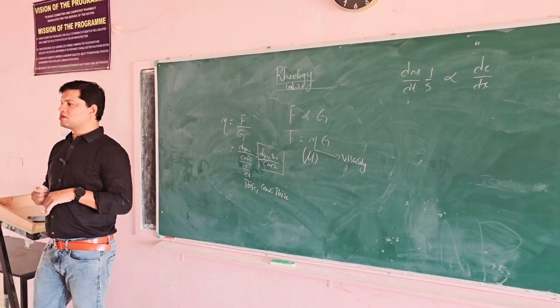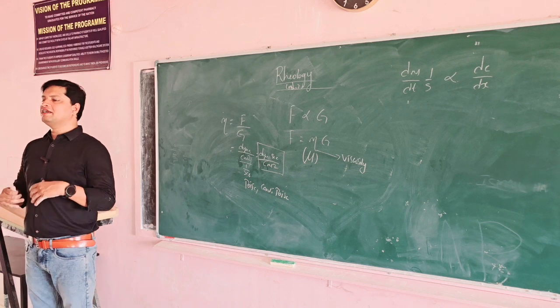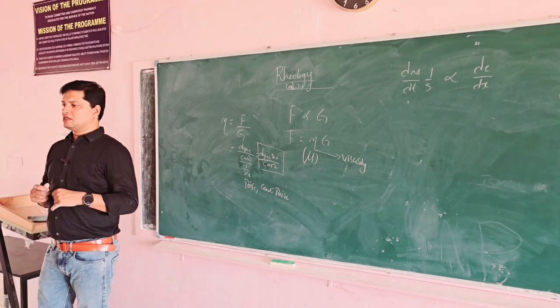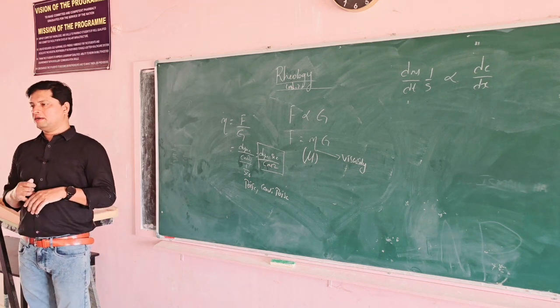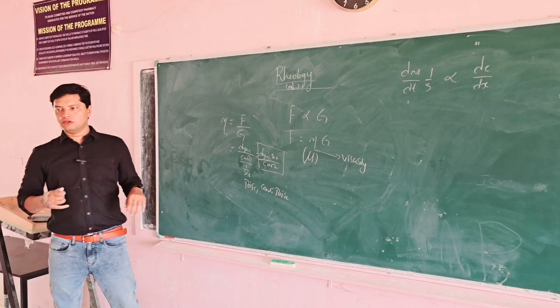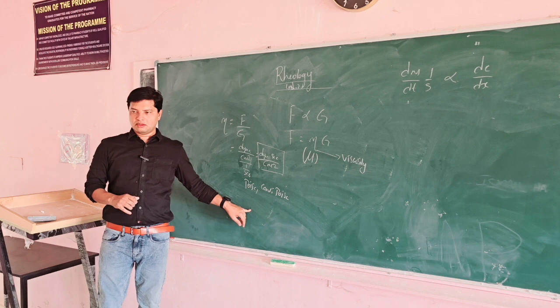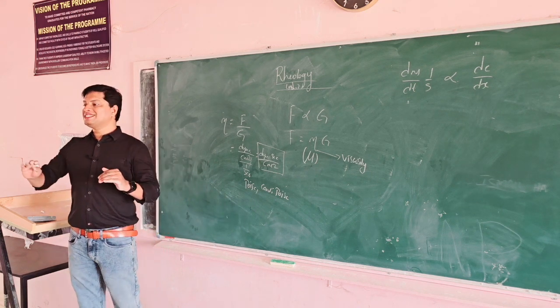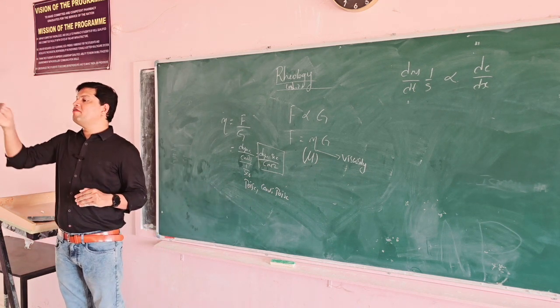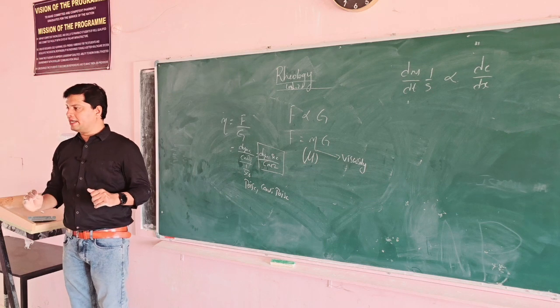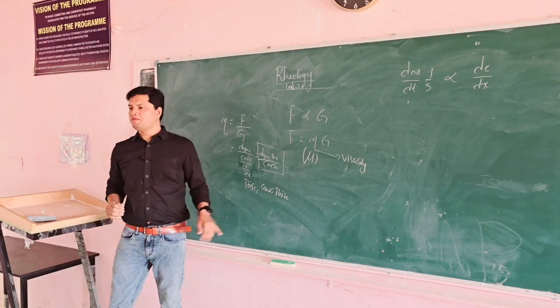There is a scientist called Poiseuille. He studied liquids. So to give credit to him, we use the word poise. Poise is a higher value. To reduce the value of poise, we divide it by 100. That is called centipoise.